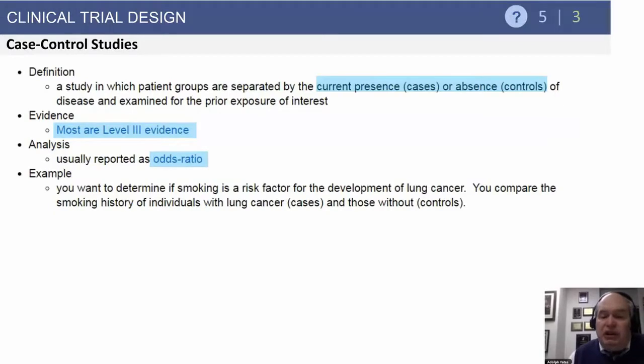Case control studies take the current cases of disease or those without, and they look for whether there was exposure in the past. And in that case, those are level 3 evidence, and again, the buzzword for case control is that you use odds ratio.